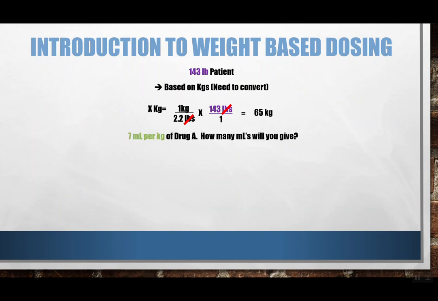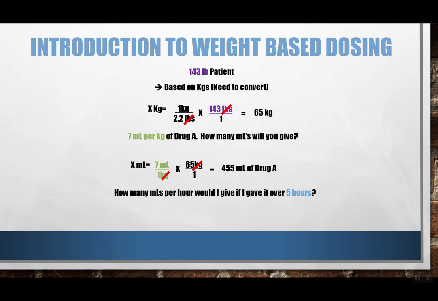So the question was 7 mils per kilogram of drug A. How many mils will you give? Well, I have X mils on the left side. That was my question. 7 mils per kilogram. I need to cancel that kilogram out. So I put the 65 kilograms from earlier right there. Multiply it across. All I should have left is the mils, which I do, which gives 455 mils of drug A. How many mils per hour will I give if it's given over 5 hours?